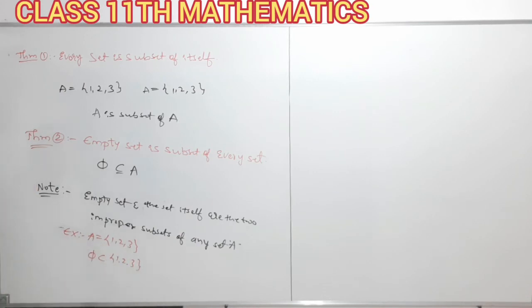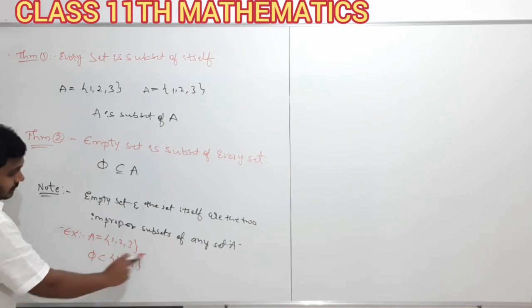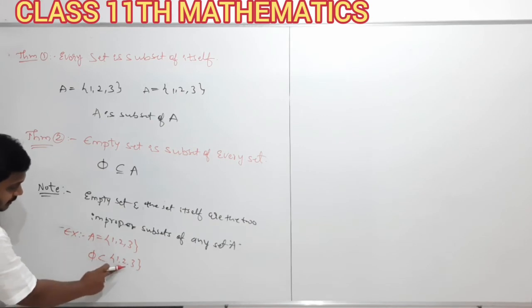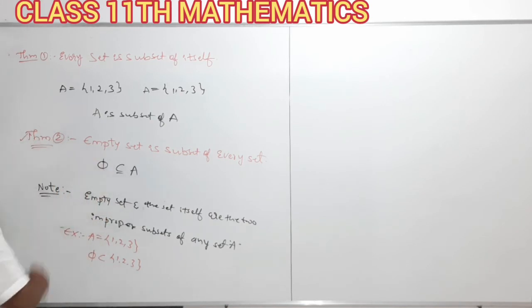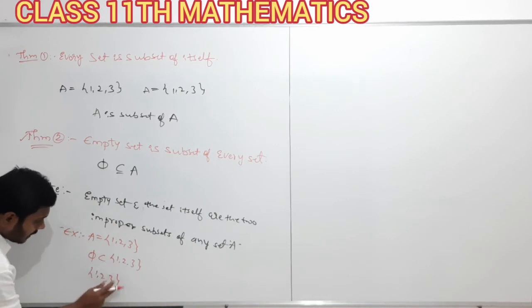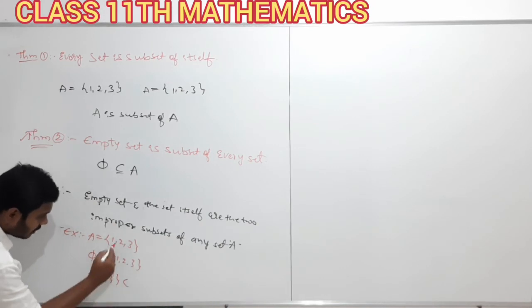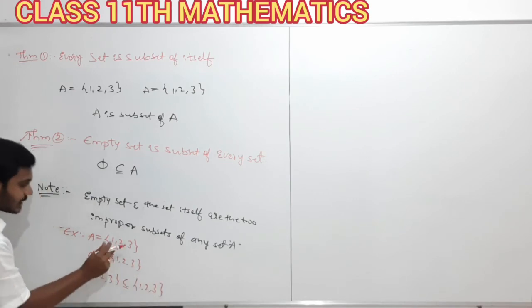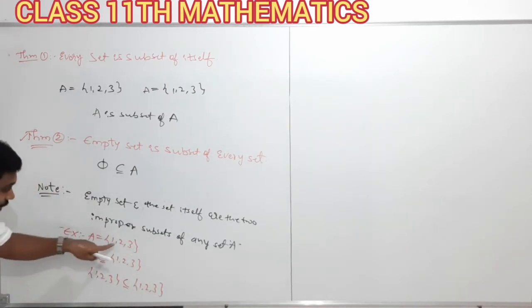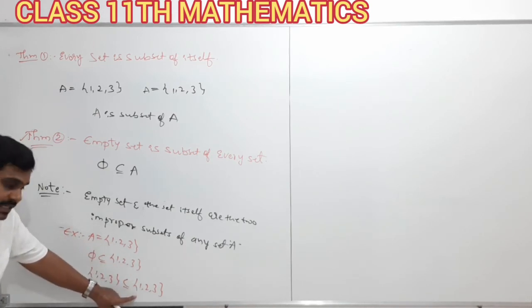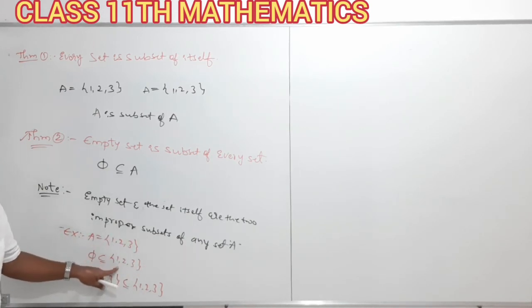This is a set only, I wrote here. We know that if φ is the empty set, it is a subset of every set. This is the one, φ is a subset of this because of this result. And another one is the same, here it is {1, 2, 3}. The set itself is also a subset of any set. So this is the one set I took, A = {1, 2, 3}. For this set, the set itself is a subset of every set and φ is also a subset of every set.